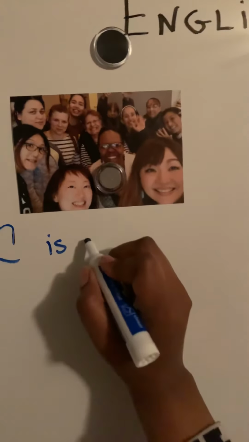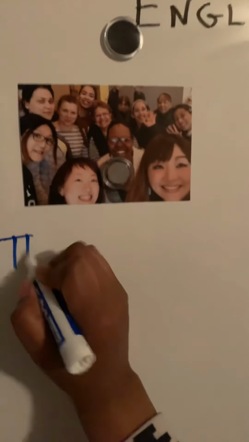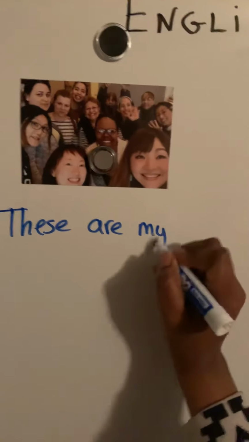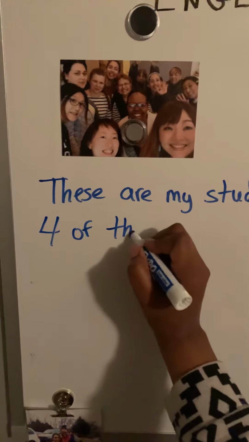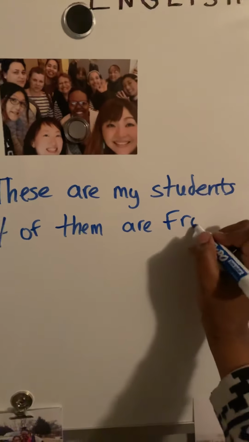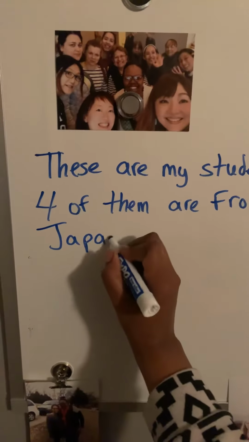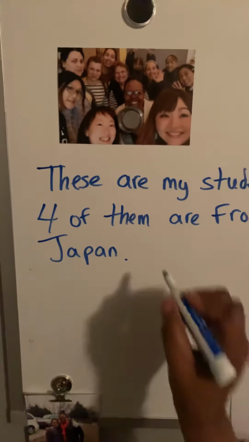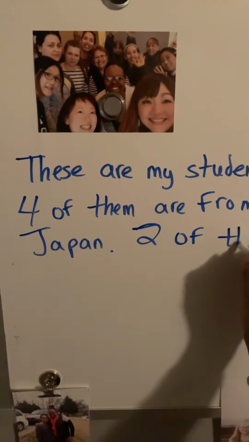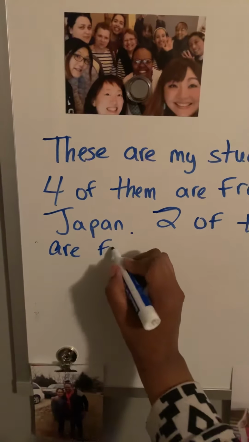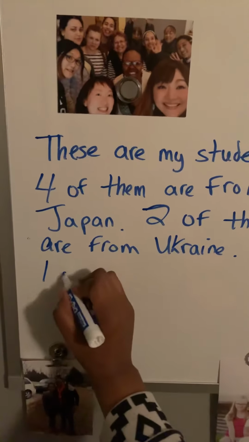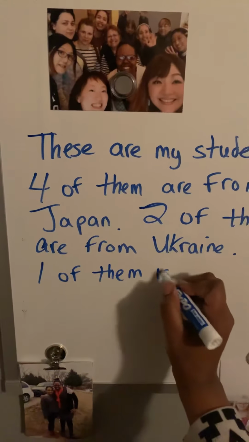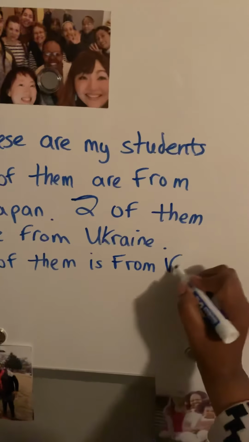I actually have four people from this country, okay? I can say these are my students. 4 of them are from Japan. Okay. 2 of them are from Ukraine. 1 of them is from Venezuela.